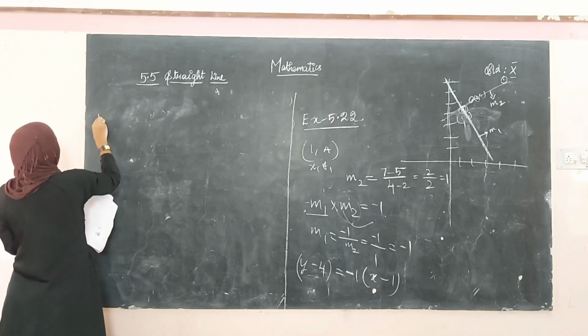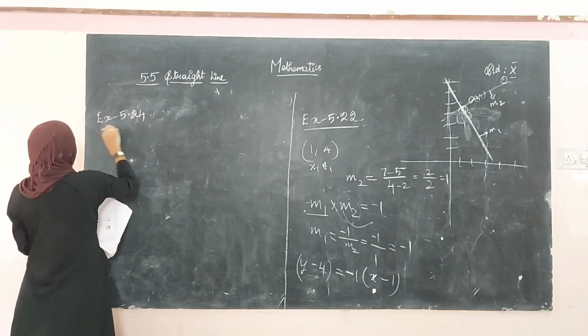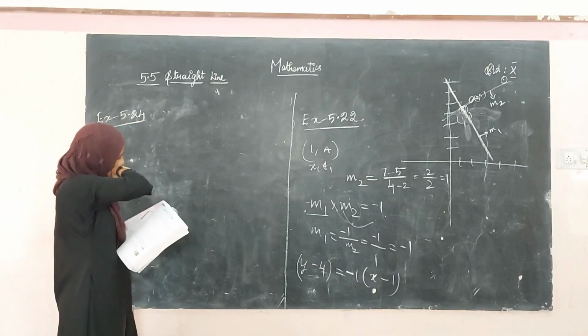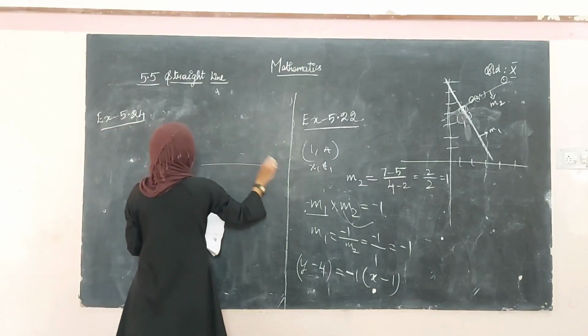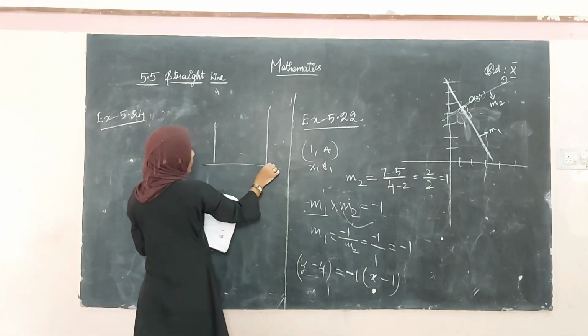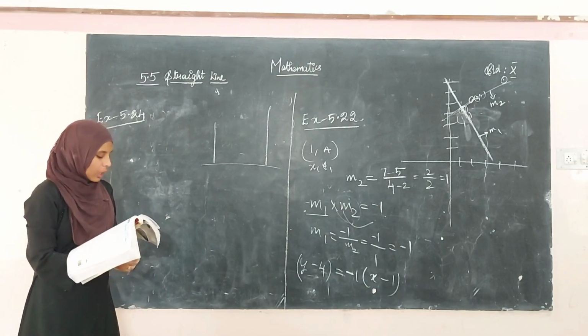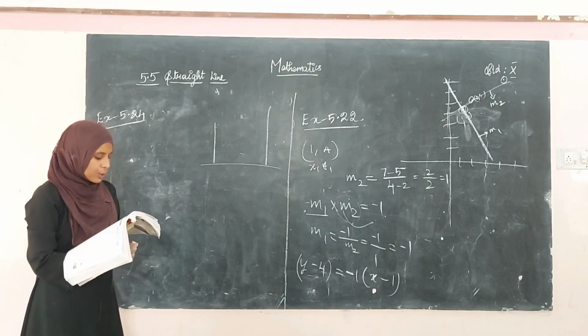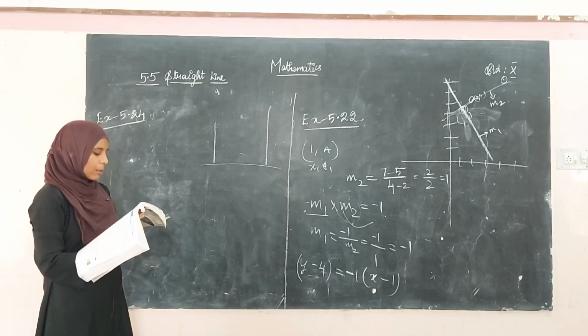See the next example, example number 5.24. Two buildings of different heights are located at opposite sides of each other. So what is there? There are two buildings, one building here, one building there, of different heights. If a heavy rod is attached joining the terrace of the building from 6, 10 to 14, 12, find the equation of the rod.